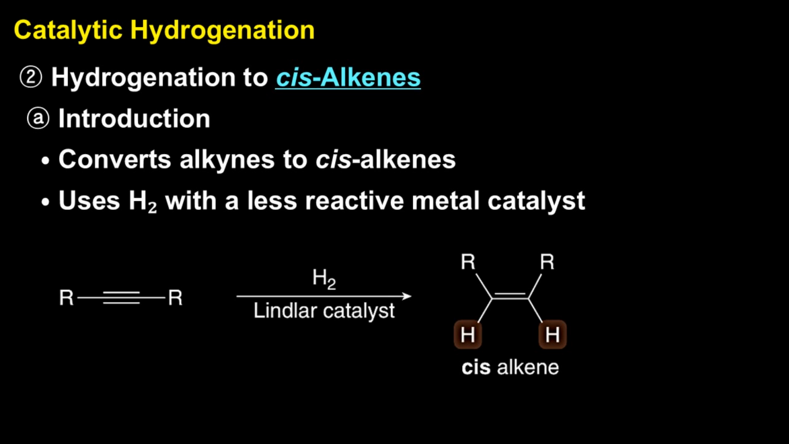Now, what if we don't want to go all the way to an alkane? Sometimes, we actually want to stop at the alkene stage, more specifically, at a cis-alkene. To do that, we need to slow the reaction down and have a little more control over it. And the way we do that is by using a less reactive catalyst. Instead of using regular palladium or nickel, we use something like the Lindlar catalyst. This setup allows the reaction to stop at the double bond, so we end up with a cis-alkene. So it's still the same hydrogen gas, but by switching to a modified catalyst, we're able to pause the reaction at the alkene stage.